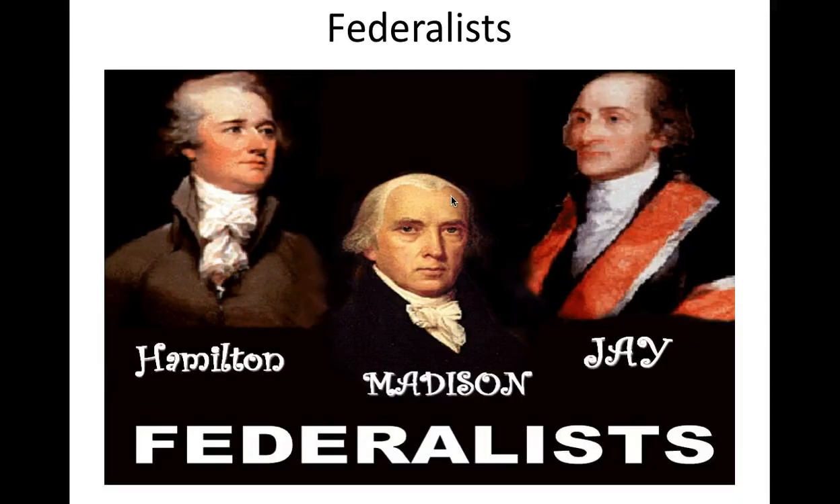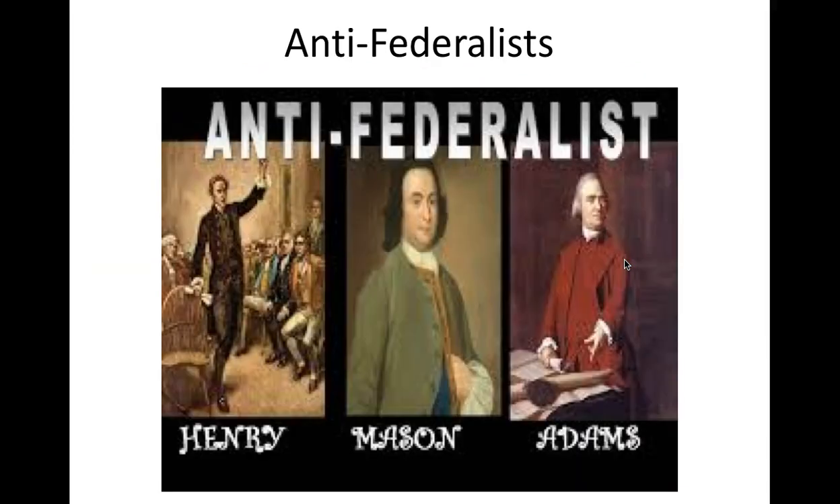Now, in opposition to this, we have the Anti-Federalists. Here's another picture of the Federalists: Alexander Hamilton, James Madison, John Jay. And in opposition to this, you have the Anti-Federalists, which are John Henry, George Mason, and John Adams. They did not want the central government being as strong as it was in the Constitution. So they wrote the Anti-Federalist papers, encouraging the colonists to not ratify the Constitution.